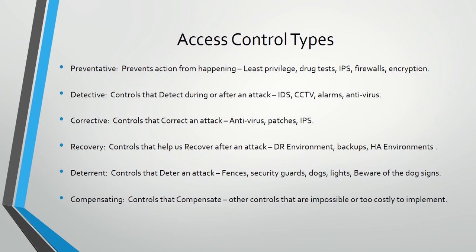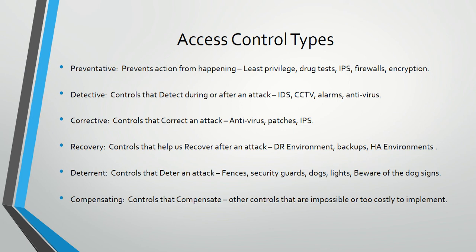The fifth control we'll discuss is deterrent access control. Deterrent controls attempt to discourage someone from taking a specific action. A high fence with light at night is a physical deterrent control. A strict security policy stating severe consequences for employees if it is violated is an example of administrative deterrent control. A proxy server that redirects a user to a warning page when a user attempts to access a restricted site is an example of technical deterrent control. Other examples are security guard dogs. Beware of the dog signs can also be a deterrent access control type.